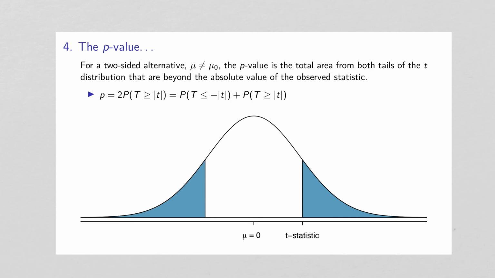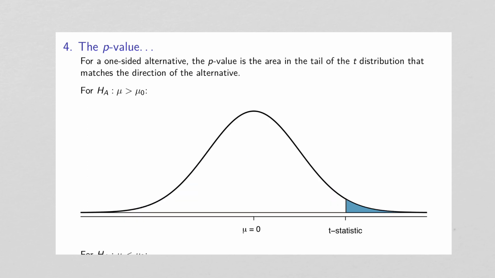For a two-sided alternative that mu does not equal mu of the population, the p-value is the total area from both tails of the t distribution that are beyond the absolute value of the observed statistic. Right? This is our t statistic. If our values are right here, they're significant. If they're in here, they have a good chance of being no different than the null hypothesis.